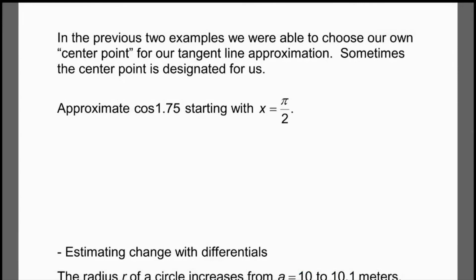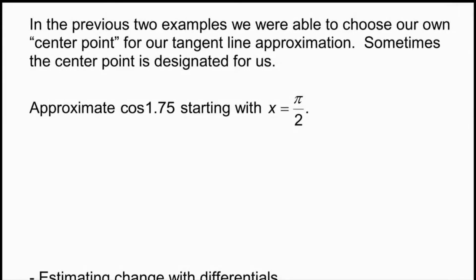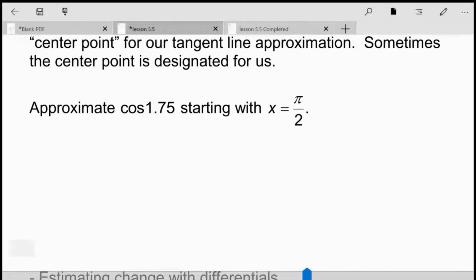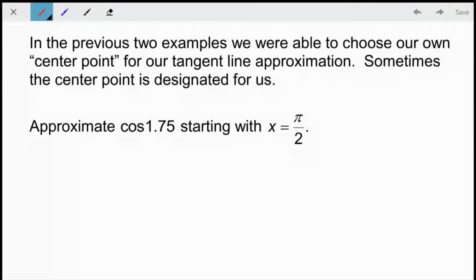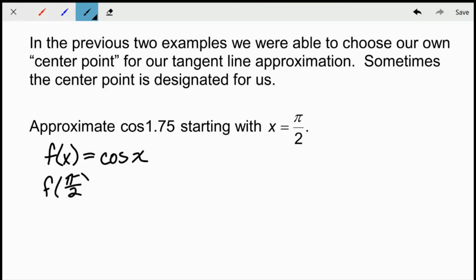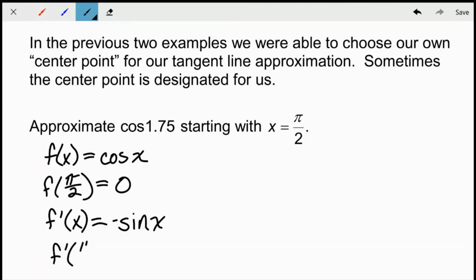This is what a lot of the problems in the assignment look like. On this one, they give you the center point. It says approximate the cosine of 1.75 starting with x equal to pi over 2. There's not really anything different here other than the fact that they already gave us the function. In this case, I know f of x is equal to the cosine of x. I know f of pi over 2 because that's our center point. Well, cosine of pi over 2 is equal to 0. I know my derivative in this case is negative sine of x. And my derivative at pi over 2 would just be negative 1.